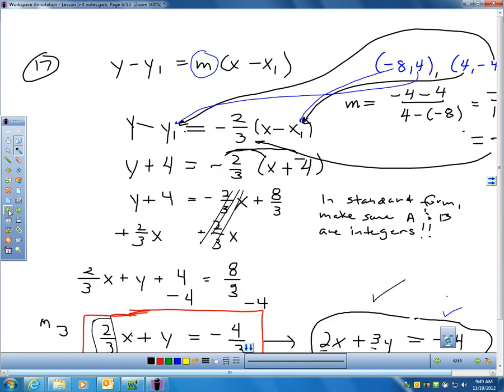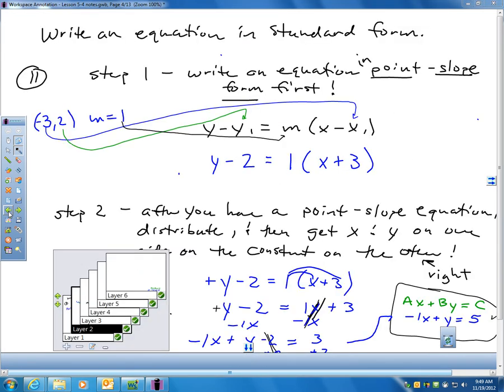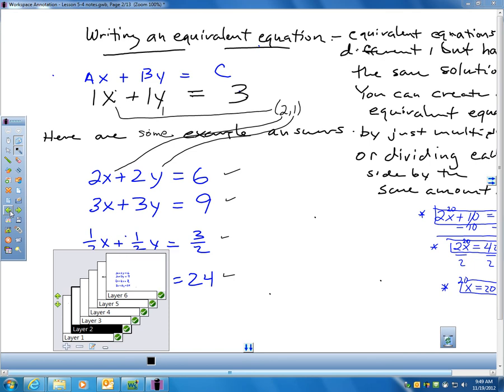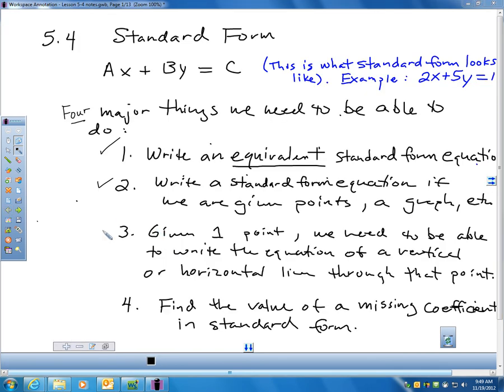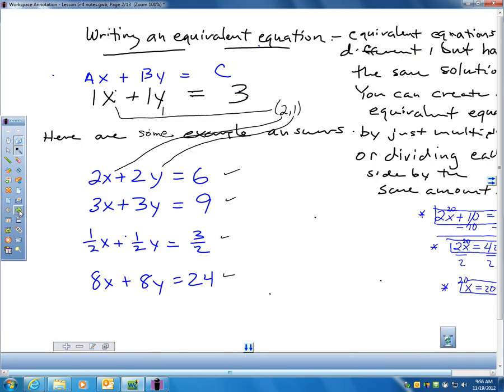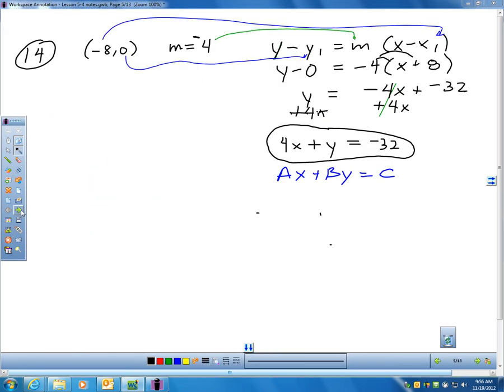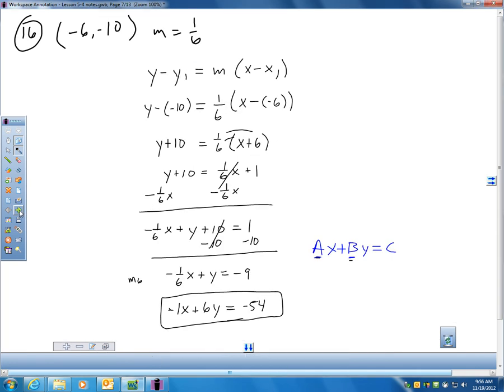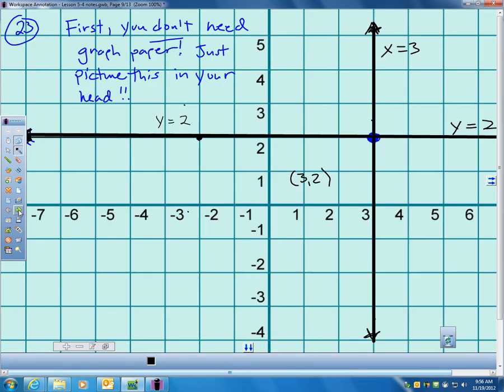I'm going back to that first slide one more time, just rewinding this as I'm talking to you. I have just showed you how to do the third major task of section 5.4, which is writing equations in standard form. If we're given a point, you should be able to easily write the equation of the vertical and horizontal lines to that point. And then the last thing I need to show you is how to find the value of a missing coefficient in standard form. That would be questions 31 to 36 at the bottom of page 314.